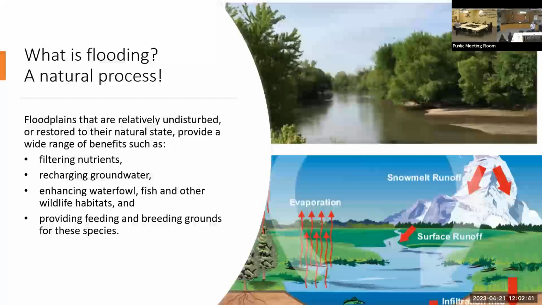Okay, so floodplains and flooding, it's a natural process. They're important. They filter nutrients when rivers flood. They provide groundwater recharge. So when rivers go out of their banks, the water gets absorbed into the ground through infiltration. They provide habitat, nesting and breeding grounds. And so when is flooding a problem then?